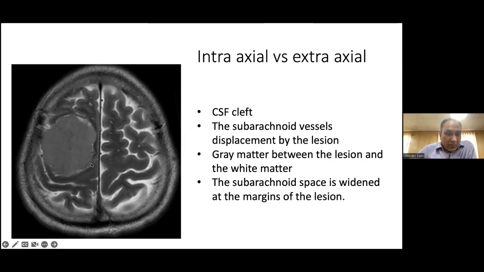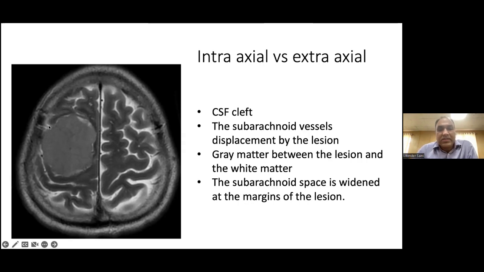Okay, that's another point. Where is the cortex? If you look at this lesion, you can see there's a cortex here. The adjacent brain has a cortex, which can be appreciated here. So the cortex is pushed towards the inside. And sometimes you can see at this location slight widening of CSF spaces there.